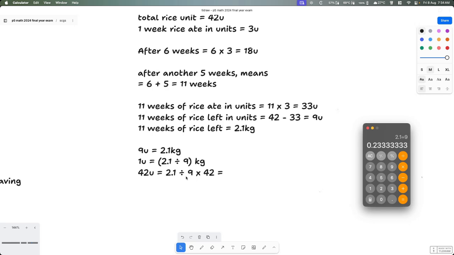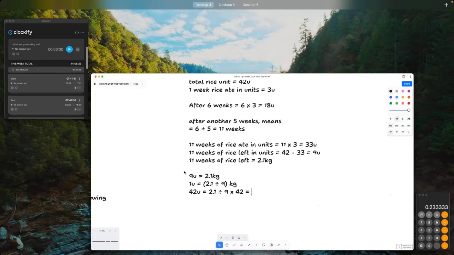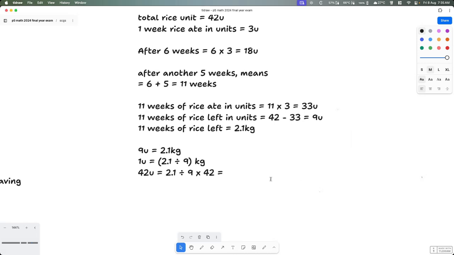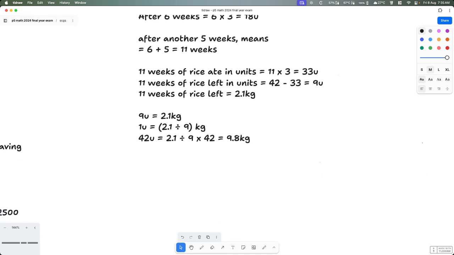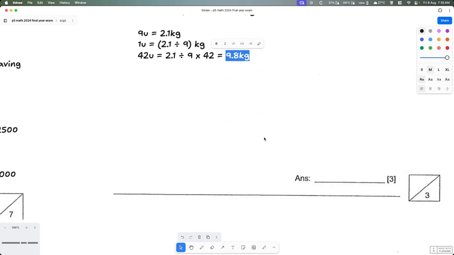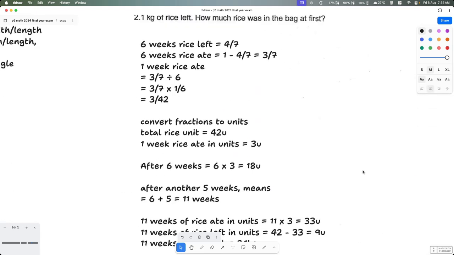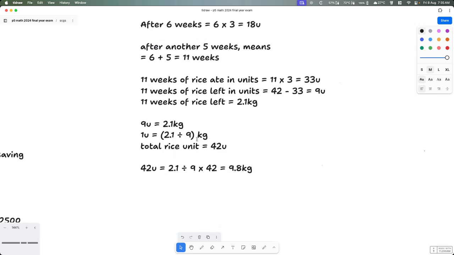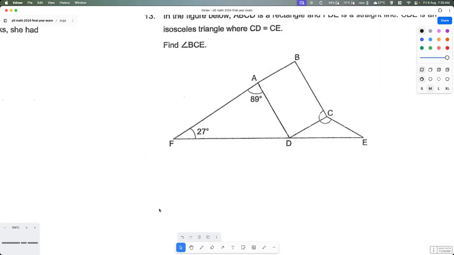Wait, let me cancel everything first. So 2.1 divided by 9, and then multiply by 42. Okay, this will give us 9.8 kg. Okay, there you go. That's the answer. So total rice unit is 42 units. All right, let's move on to the next question.